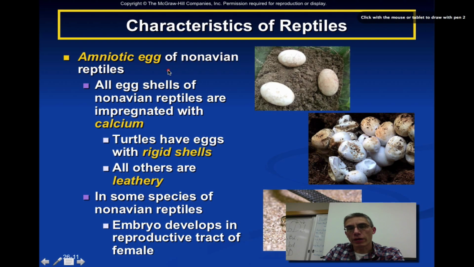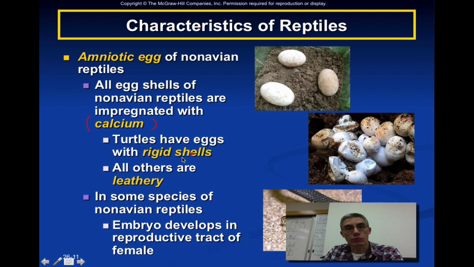Now again, kind of thinking back to reproduction, when you're talking specifically about reptiles, the amniotic eggs of these reptiles are all going to have a shell, of course. In most cases, they're going to have a calcium-based shell. So when they say impregnated with calcium, it's basically meaning that it's been inundated with the calcium. In other words, it's kind of been pushed into that shell.